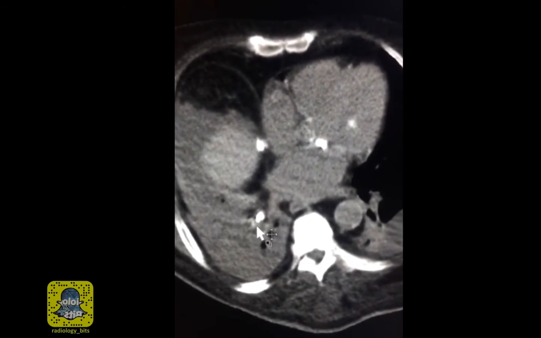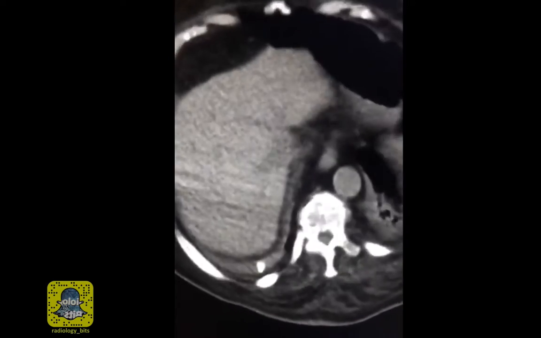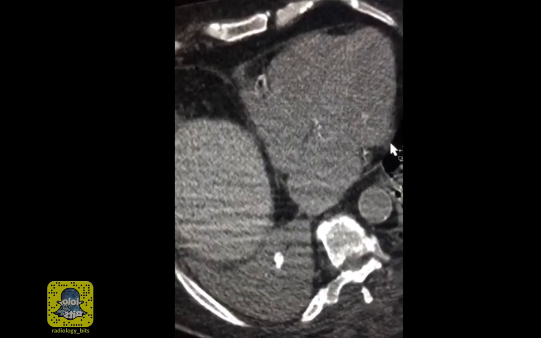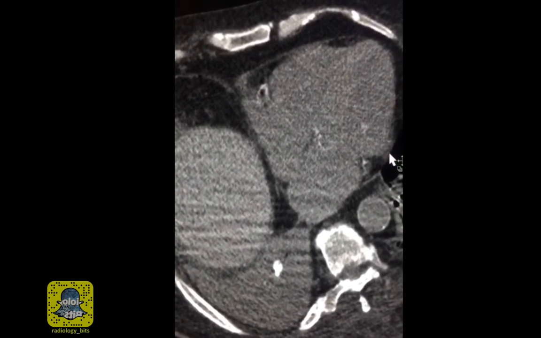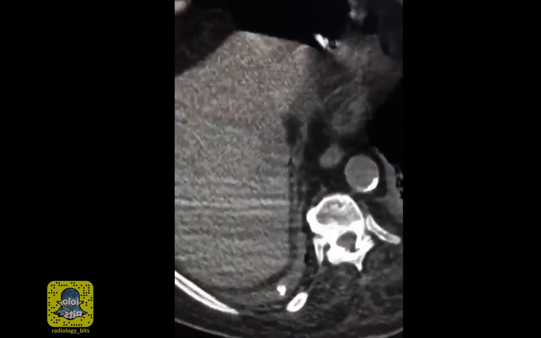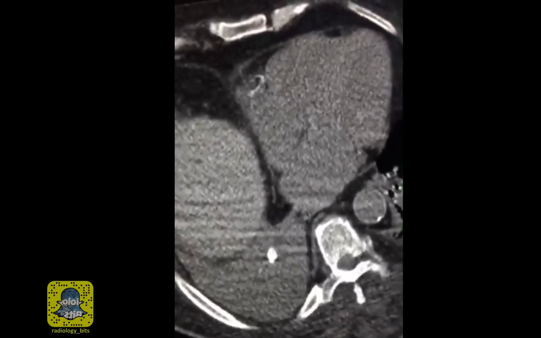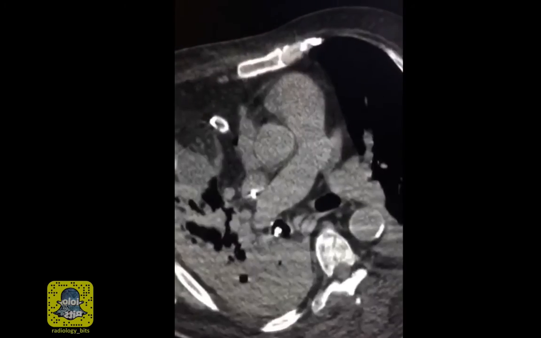The important question is, what is this tube? There is no normal tube that runs in such a course. To answer this question, I'm going to show you the chest CT that was done after the abdominal CT scan. So let's follow this tube backwards. It still runs within the right lower lobe, that's abnormal.